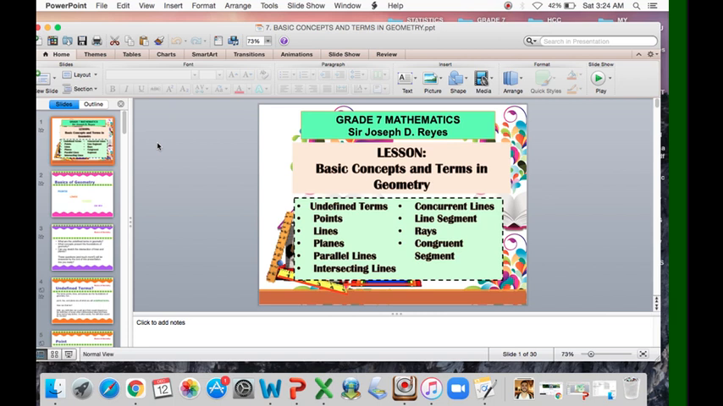So that's all about the basic concepts and terms in geometry: the undefined terms, points, lines, planes, parallel lines, intersecting lines, concurrent lines, line segment, rays, congruent segment.